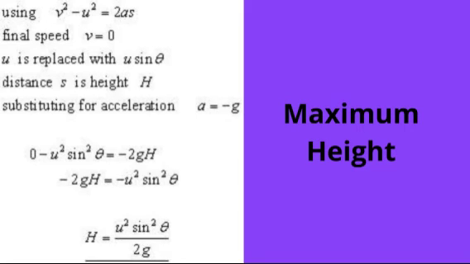Then the maximum height, of course, from the diagram we saw earlier, is the highest point that the projectile gets to during its motion, and is represented as u squared sine squared theta over g, as you can see above.